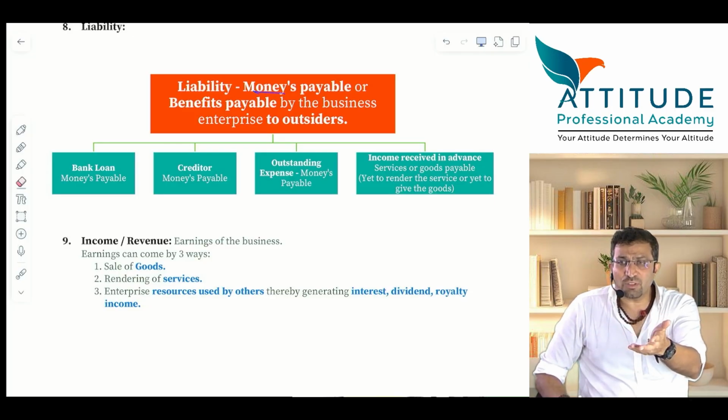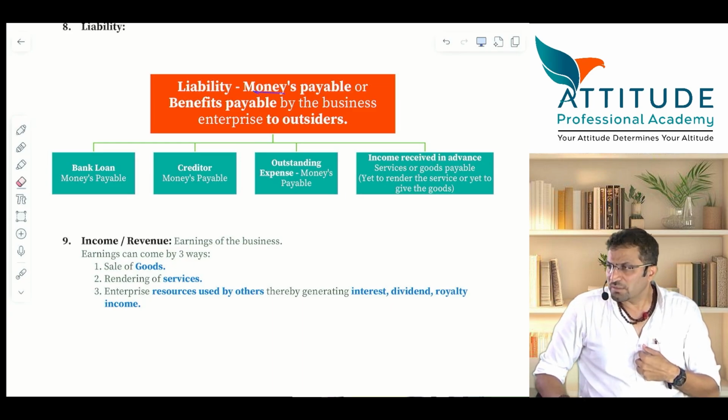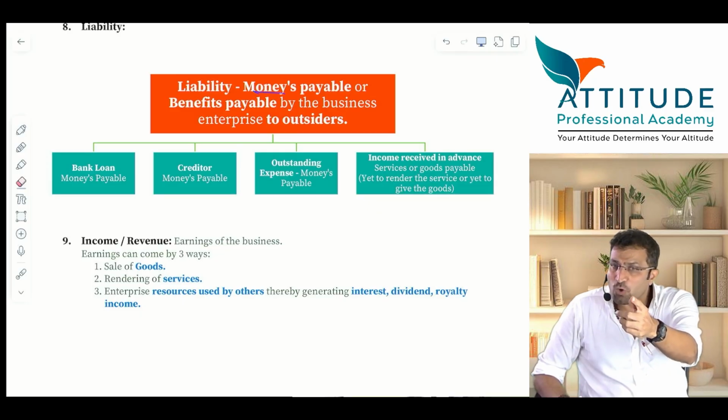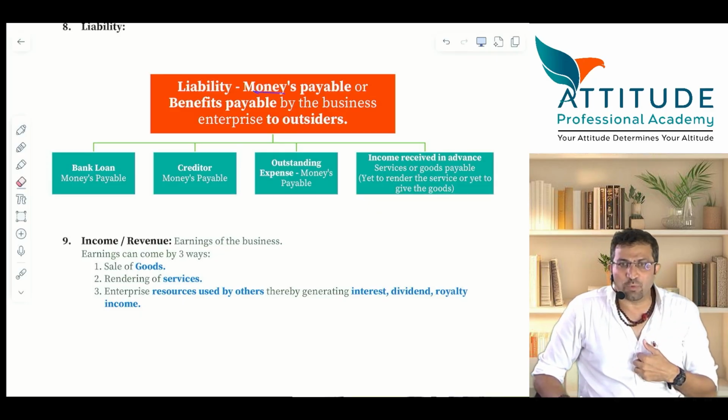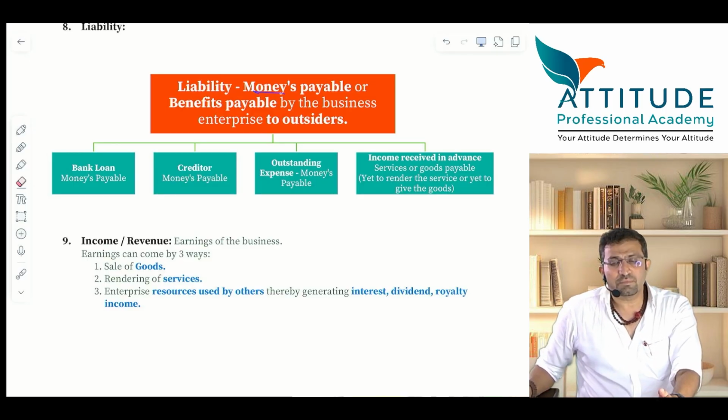Money to be given, not money to be received. You have purchased goods from sir. Look from your angle. You have purchased goods from sir. Is that clear? Correct. You have got the benefit, but you have not paid the money to me. So sir is a creditor. Understood? So I am asking you a question: whether money is receivable or money is payable. Benefits payable, money payable. Not benefits receivable. I hope all of you are able to understand. So sir is a creditor.